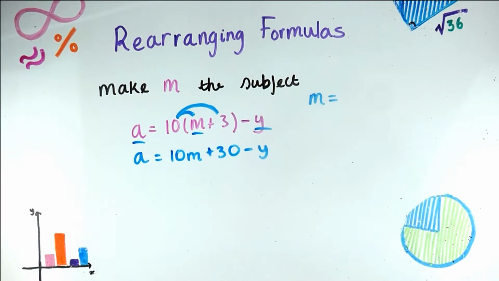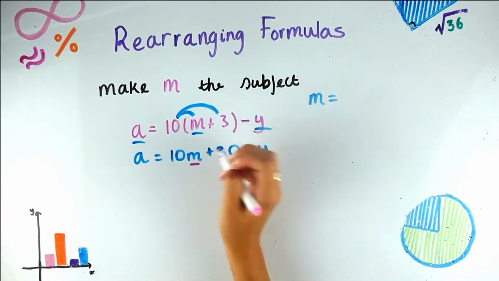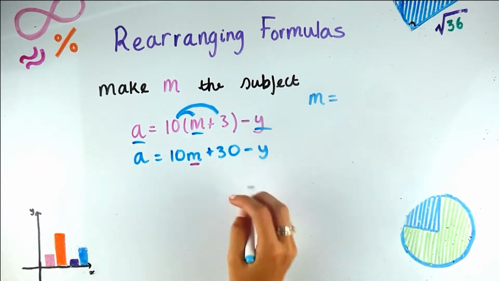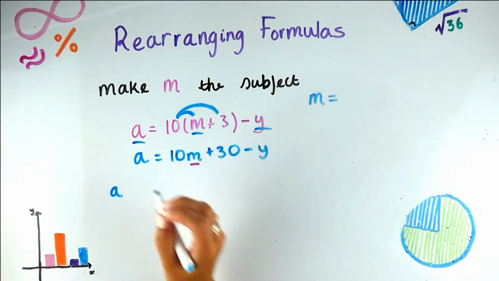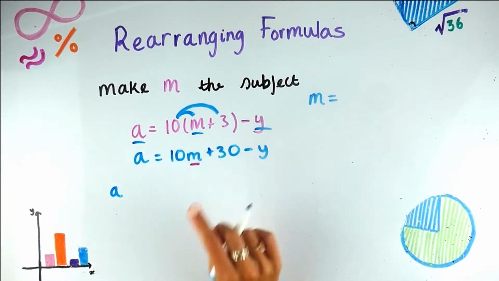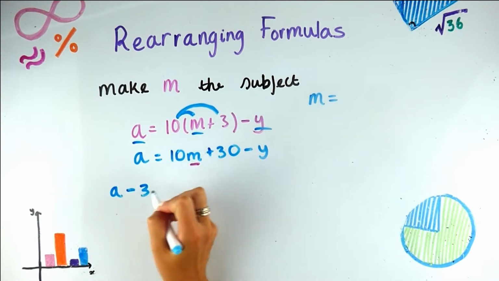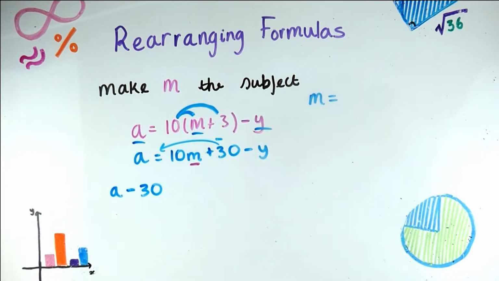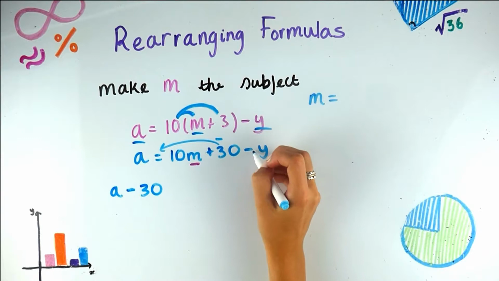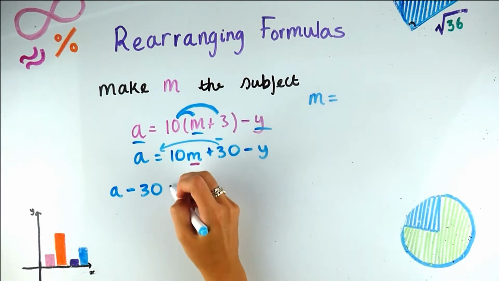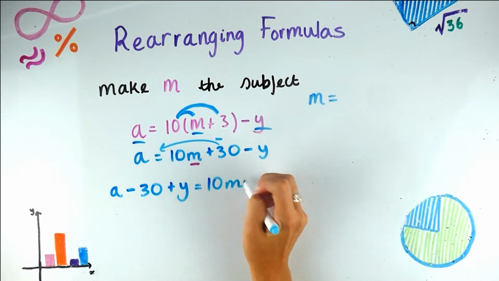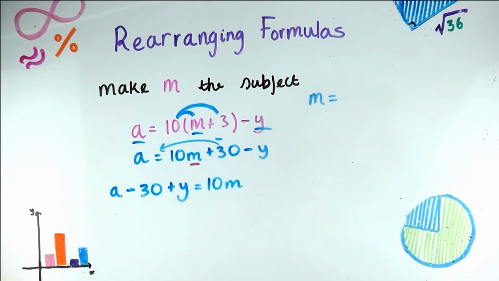So what can we do? Bearing in mind we want M on its own, and we've got all this on the side, so I say we go ahead and try and remove that. So we do that by taking it over the other side. So we have A, on this side we have plus 30, inverse operation means over the equal sign you have negative 30, and here we have minus y, so on that side we plus y. So you just swap the signs when you bring them over.